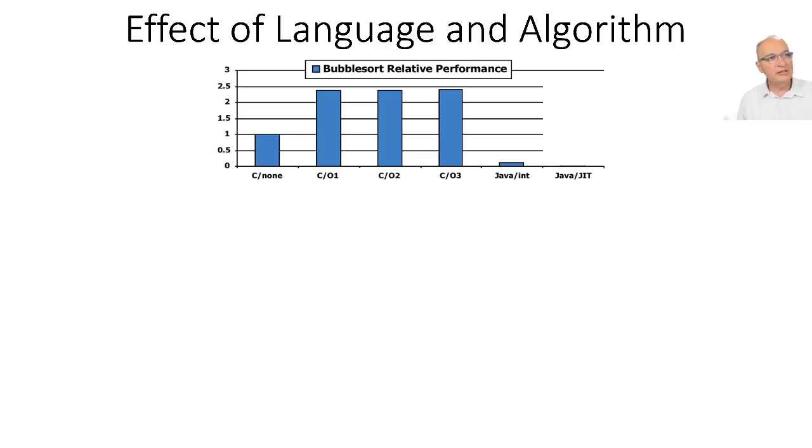You see that here, if that number is about 0.1, that means that the Java interpreted code is about 10 times slower than the C code without any compiler optimization. So this is to illustrate the penalty of using a language that has only an interpreter.